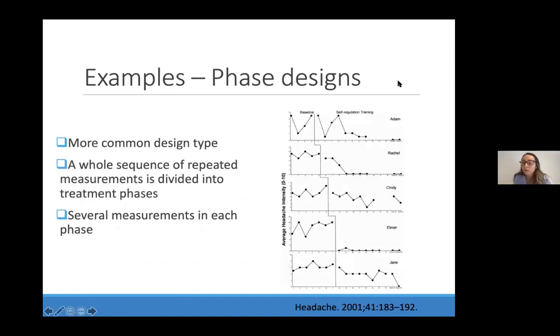This one was a drug study in this case, and to be honest, I don't know by heart now. I'm not gonna say, but it was a phase design in which you randomize the changes of the phase.